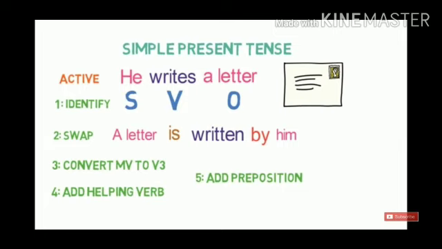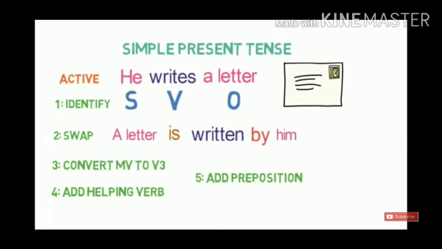Next, now let us see each tense with the help of an example. The first one is present simple tense. In active voice, the sentence is: he writes a letter. To convert this into passive voice, we have to remember the 5 steps that we have seen already. The first one is that the subject, object, and the main verb should be identified. So identify the subject, object, and the main verb in the sentence.